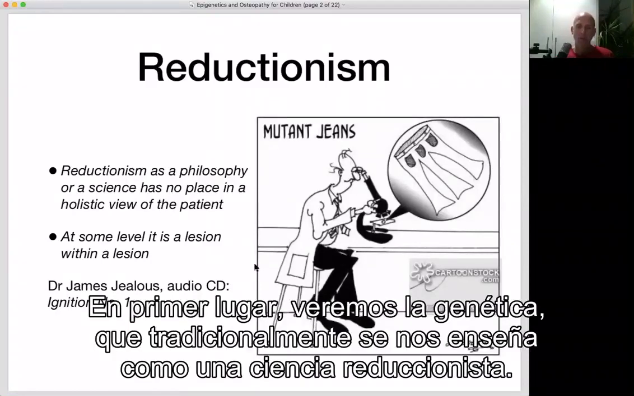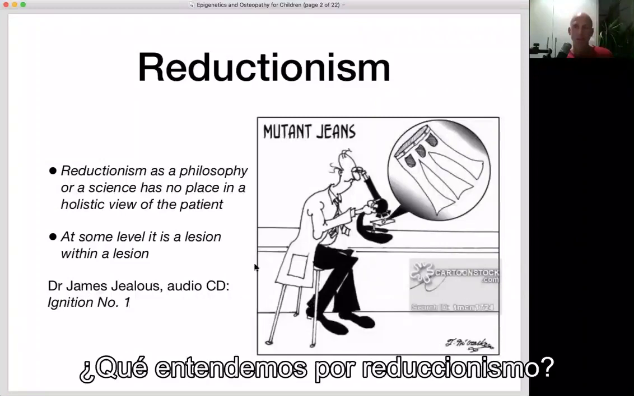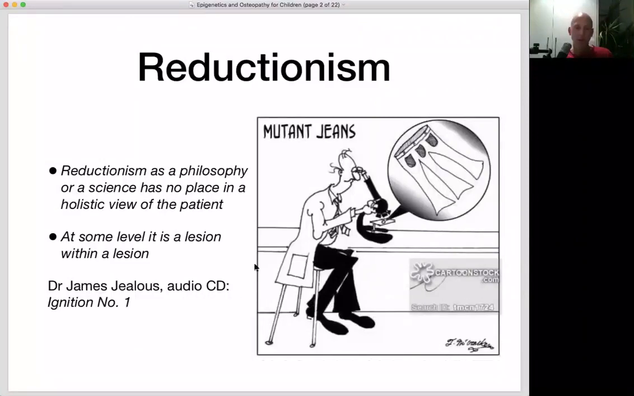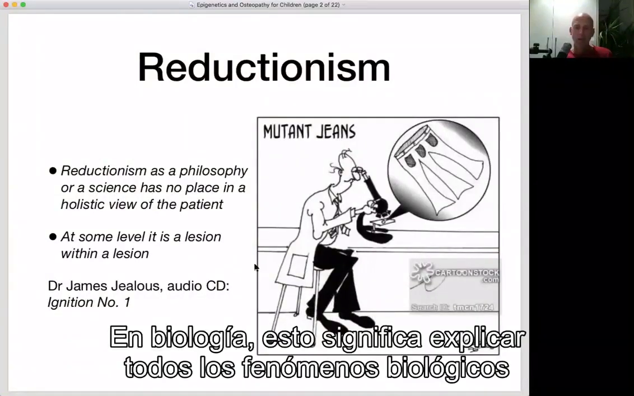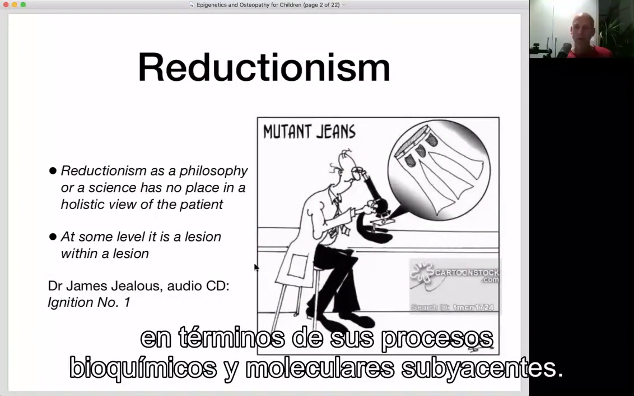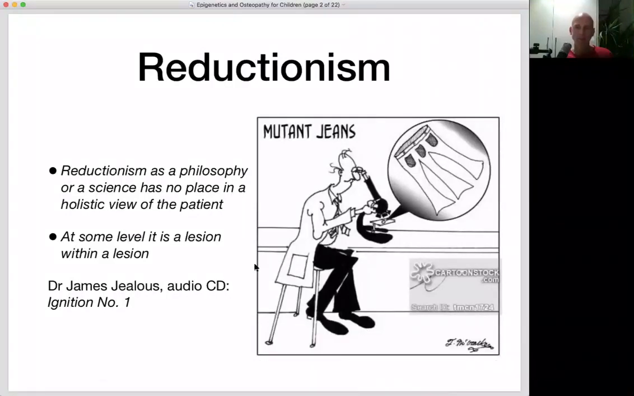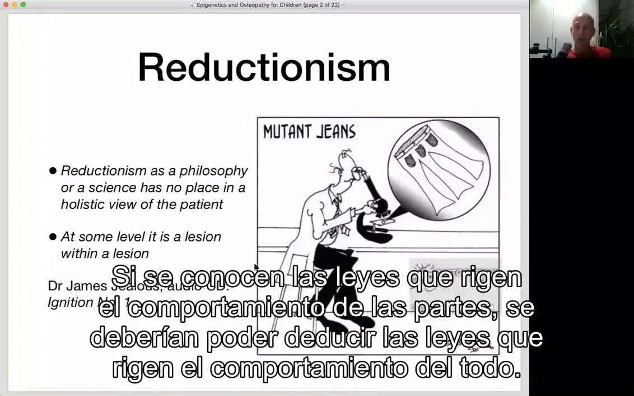Firstly, we're going to be looking at genetics, which is traditionally taught as reductionistic science. But what do we mean by reductionism? Methodological reductionism is the position that the best scientific strategy is to attempt to reduce explanations to the smallest possible entities. In biology, this means explaining all biological phenomena in terms of their underlying biochemical and molecular processes. If you know the laws governing the behavior of the parts, you should be able to deduce the laws governing the behavior of the whole.